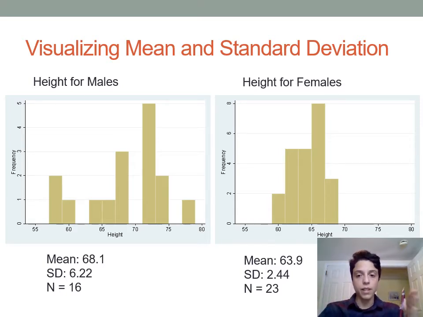So that's how spread out they are from that mean. For the women in the class, the standard deviation of 2.44 meant that the average distance between women's heights and that mean of 63.9 was only 2.44 inches. And that's reflected in the fact that the graph is more tightly clustered around the mean. So when you have a big standard deviation, you have a fat spread out graph, and when you have a small standard deviation, you have a more narrow graph that is more tightly clustered around the mean.